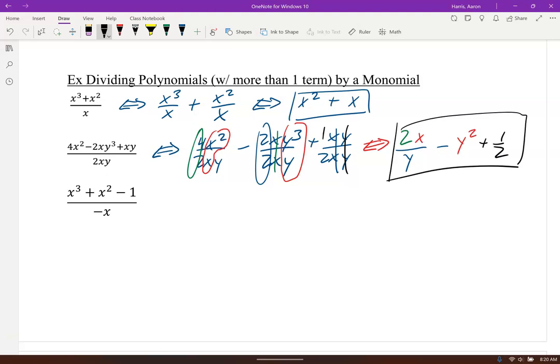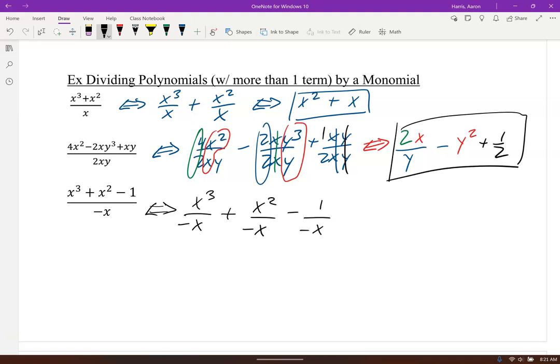So 2x over y minus y squared plus 1/2 on that one. All right, last one here. This will become x cubed over negative x plus x squared over negative x minus 1 over negative x.